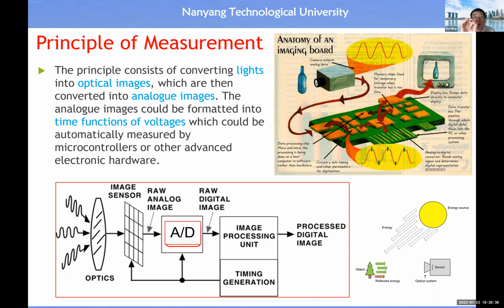First, light into an optic image, then convert the optic image into an analog image. Then convert the analog image into a time function of a voltage in series. You see, in the human eye, we have a nervous system, so the information can be sent to the brain, to different areas of the brain, in series. So these are the major steps involved in the design of the human eye.